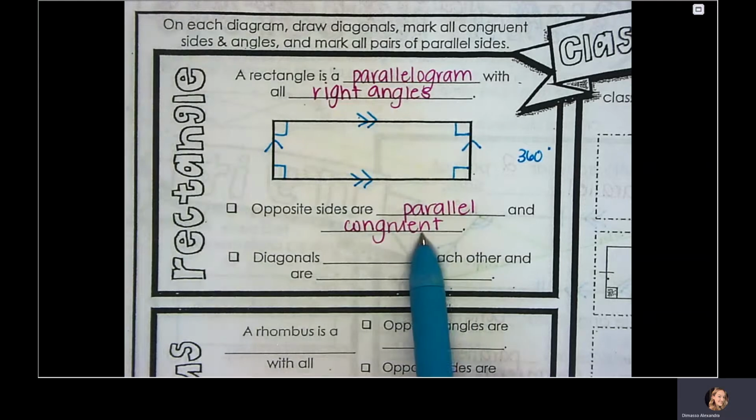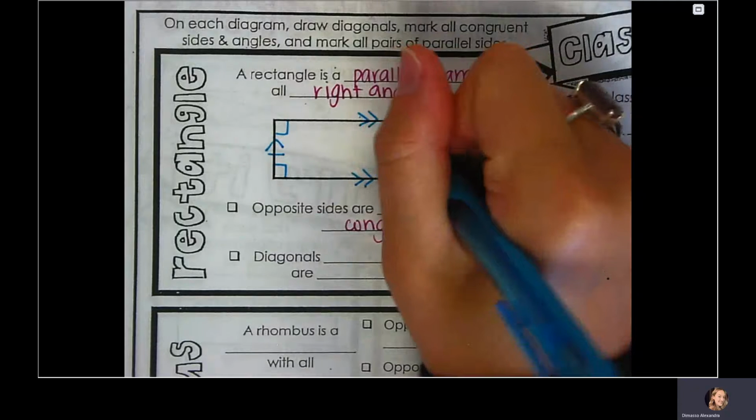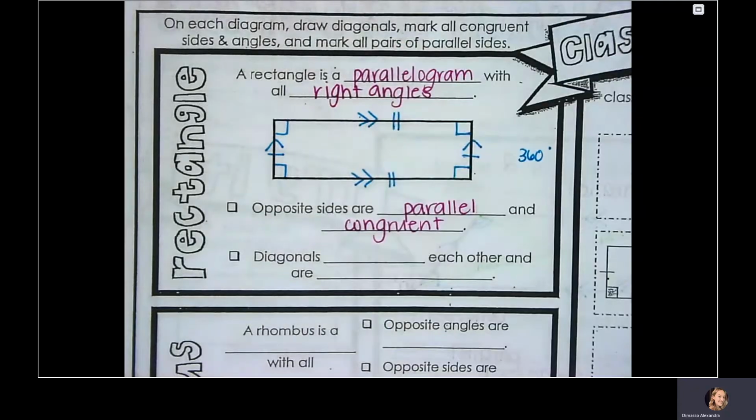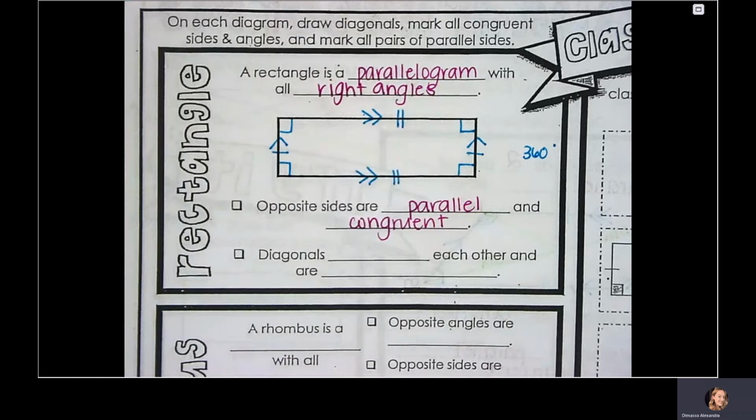What would show that they are congruent? Tick marks. Yep, the little lines. So I've got a line and a line for one side, and then I've got two lines for the other side. Again, doesn't matter where you put it on the side, to the right or the left of the arrows. Doesn't matter where you put it as long as it's somewhere on the side length. Okay, last part.